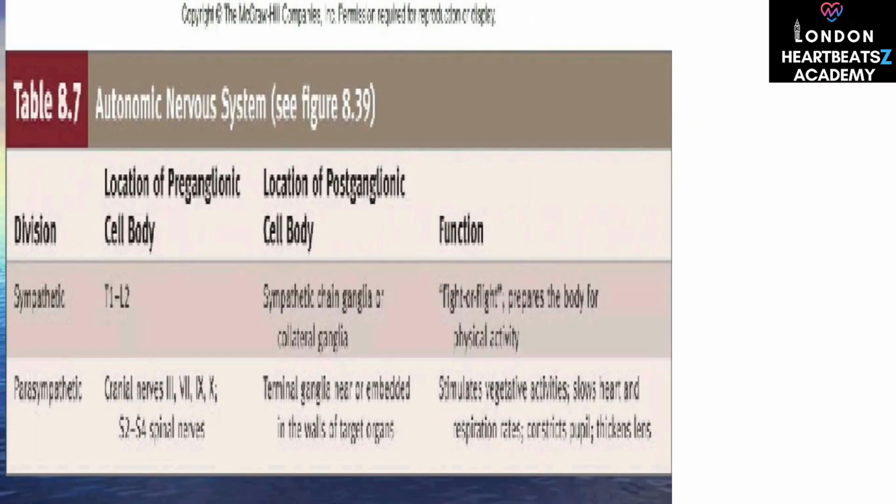This table summarizes the autonomic nervous system. The sympathetic division, associated with the "fight-or-flight" response, has preganglionic cell bodies from T1 to L2. The parasympathetic division stimulates vegetative activities with preganglionic cell bodies in cranial and sacral nerves.